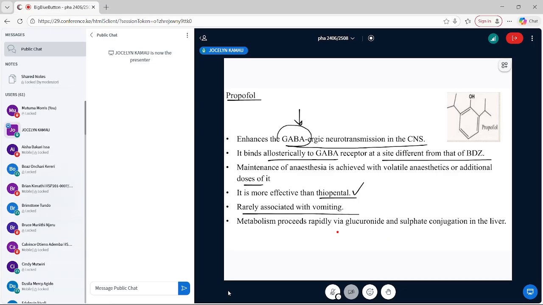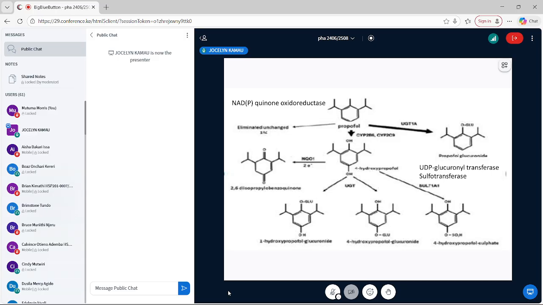Metabolism proceeds rapidly via glucuronide conjugation and sulfate conjugation in the liver. So if you look at that drug, already it has that group there. It can also undergo hydroxylation at that point, and then those groups can undergo glucuronide conjugation. With metabolism, that is our propofol there. So here, please note this is an OH, so that was a mistake there. So we are saying this compound can undergo glucuronide conjugation straight away, catalyzed by UGT, glucuronide transferase, because it already has that group.